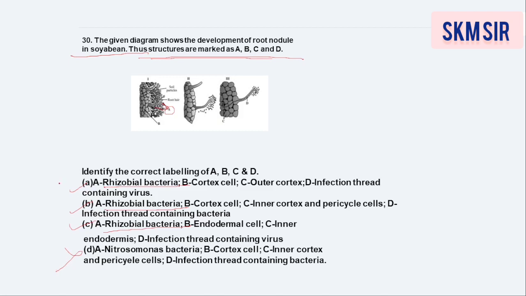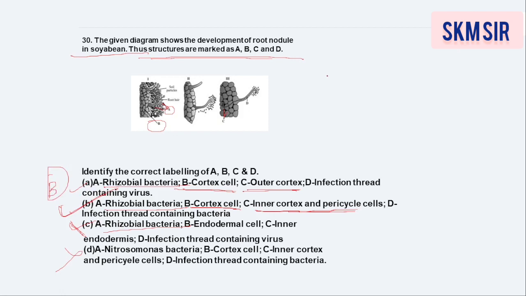What do you think that B is? B is actually the cortex cell, right? Cortex cell is given in option A as well as option B, so now we can discard option C. Coming to C, what does C represent? Outer cortex or inner cortex? Actually C is the inner cortex and pericycle. So option B is finally selected as the correct option.